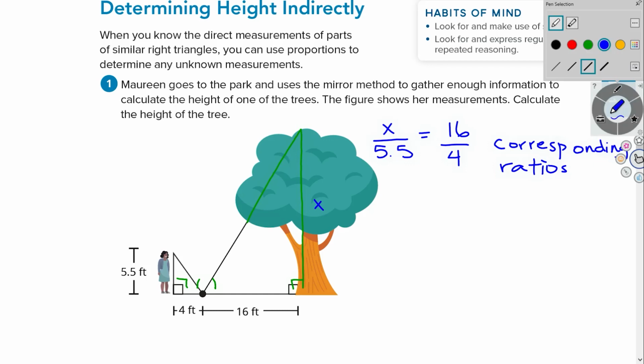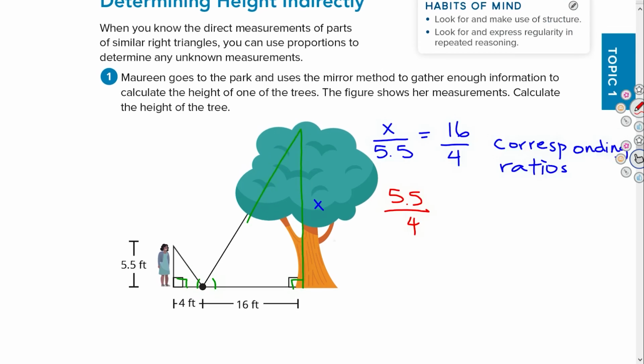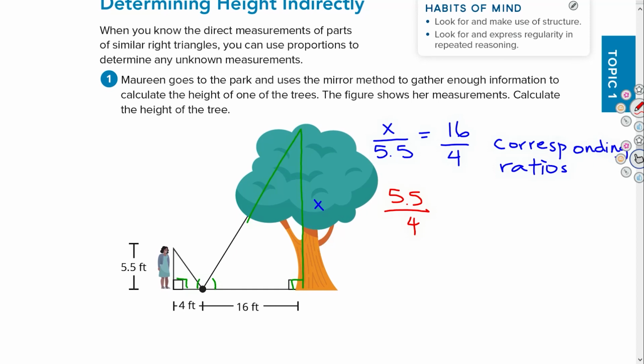We could also look at a ratio of, let's say, 5.5 over 4. So this is a kind of height to distance ratio within each triangle. That would be equal to the height to distance for the tree, x over 16. This is a within figure ratio. In truth, it doesn't matter which kind of ratio you do.